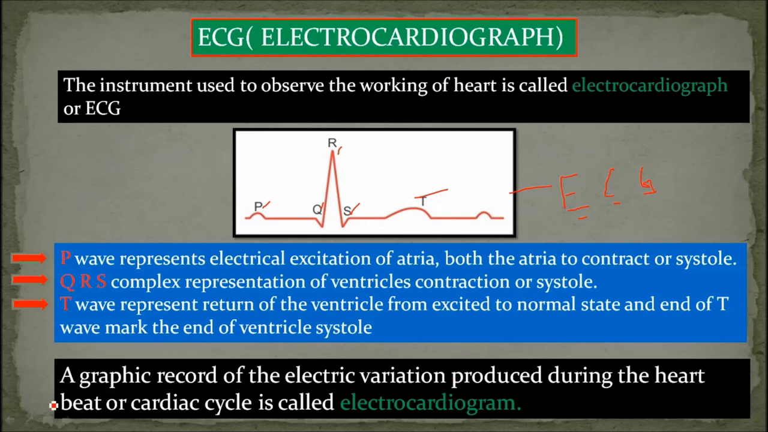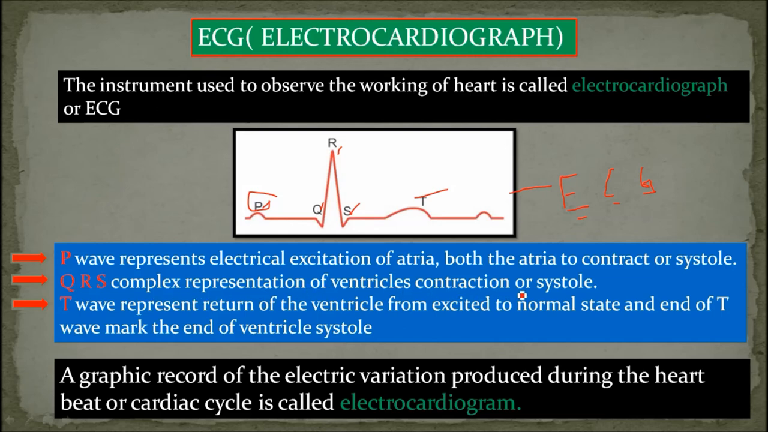The systole means how much blood should be received. So the systole condition is when the chamber is completely full, packed. Now they start to contract and release the blood to the next part of the heart. So the systole condition of the atria is represented by the P part.